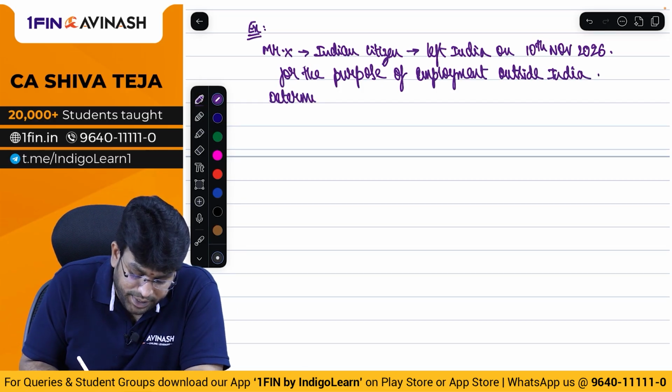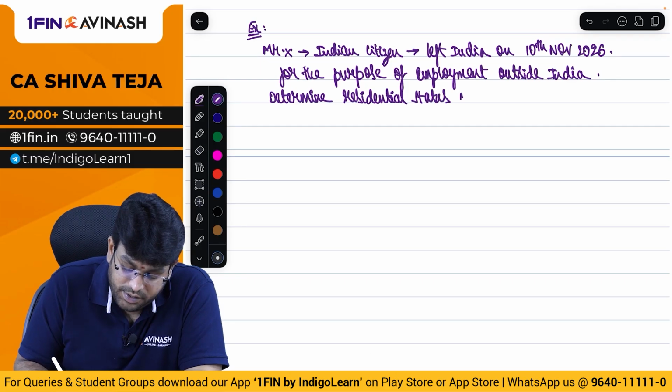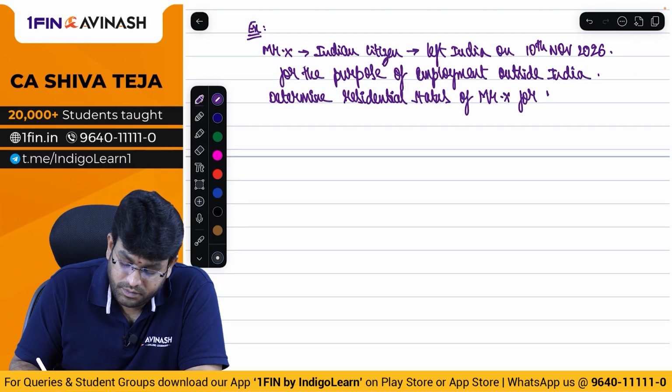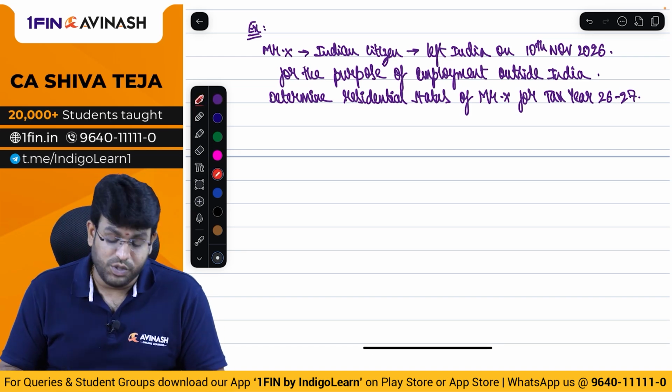And my question is very clear. Determine the residential status of Mr. X for tax year 26-27. That is the question. Come on, my dear friends. How are we going to solve this?